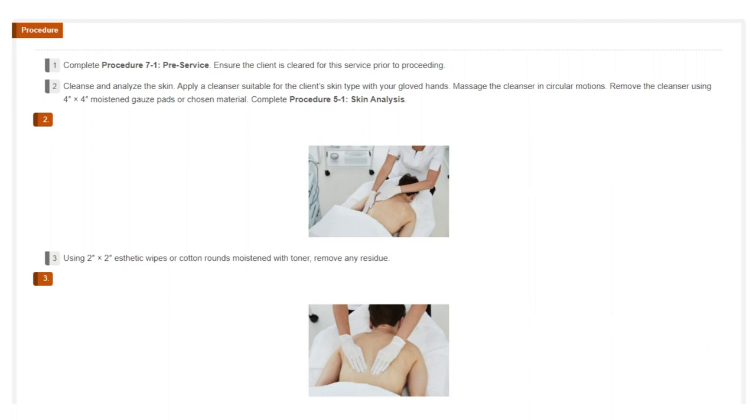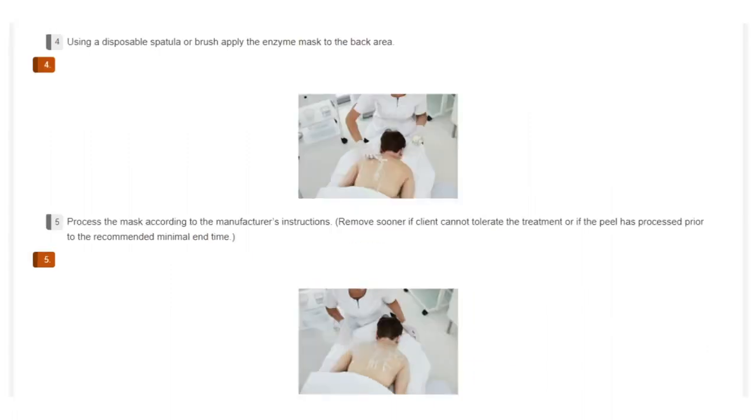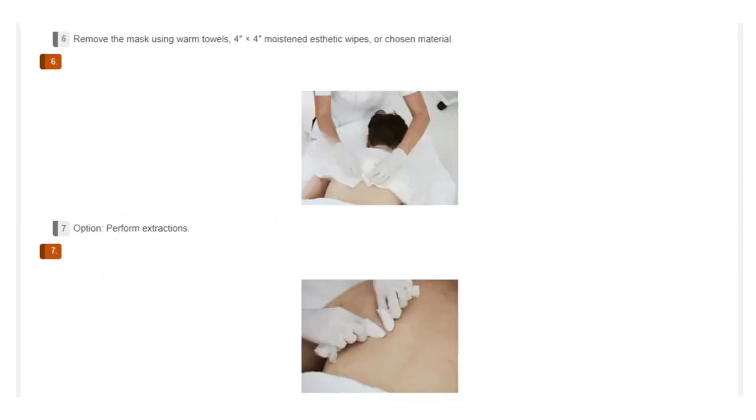3. Using 2 times 2 aesthetic wipes or cotton rounds moistened with toner, remove any residue. 4. Using a disposable spatula or brush, apply the enzyme mask to the back area. 5. Process the mask according to the manufacturer's instructions. Remove sooner if client cannot tolerate the treatment or if the peel has processed prior to the recommended minimal end time. 6. Remove the mask using warm towels, 4 times 4 moistened aesthetic wipes, or chosen material.